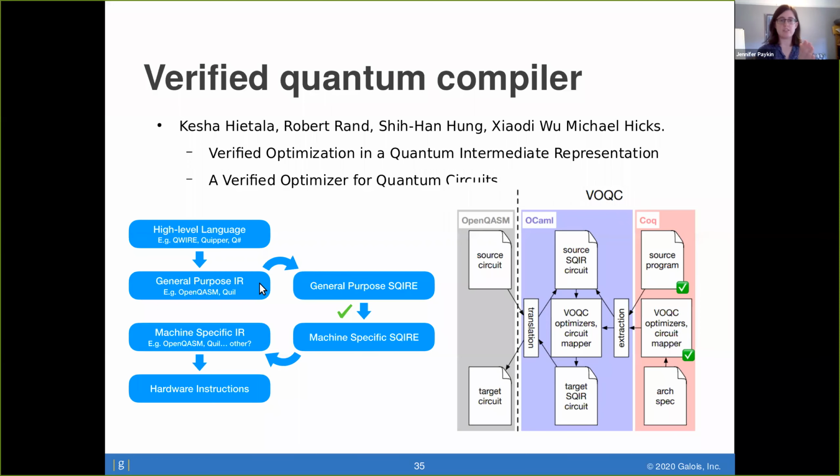And those can then be transferred back into other intermediate representations that can be compiled to hardware. So there's still a possibility that other bugs could be introduced by other optimizations at a higher level, but this is one path forward for verifying the correctness of compilers.